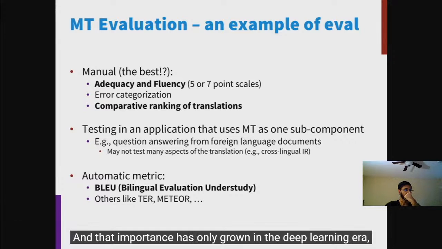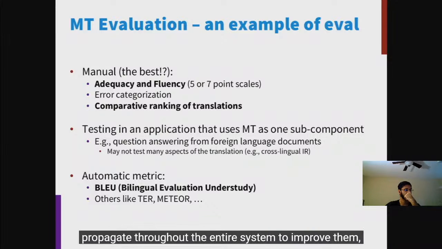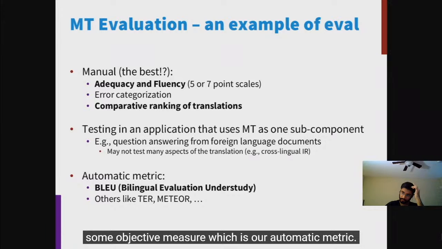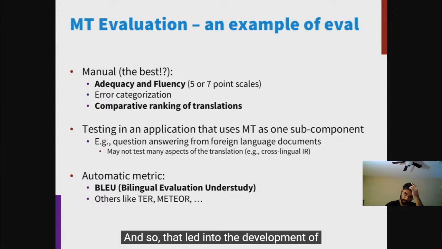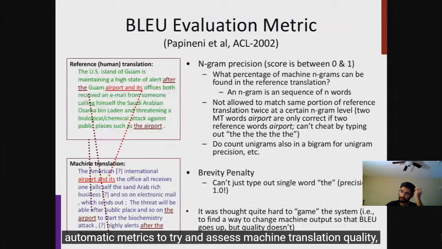And that importance has only grown in the deep learning era, when all the time what we want to do is, as Abby discussed, build end-to-end systems and then backpropagate throughout the entire system to improve them. And we're doing that based on having some objective measure, which is our automatic metric. And so that led into the development of automatic metrics to assess machine translation quality. The most famous and still most used one is called BLEU.